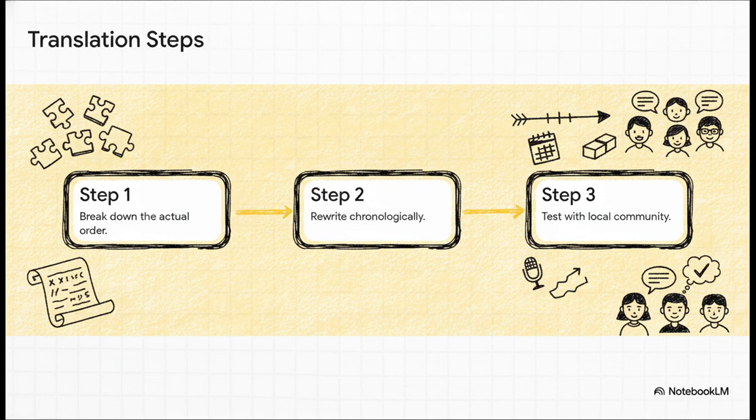They basically have to step in and become linguistic detectives, and here's the exact methodology they use. First, they break down the actual order of events as they happened in reality, carefully teasing apart those flashbacks. Second, they draft a rewrite that flows smoothly in chronological order. And third, and this is absolutely vital, they test it with the local community.